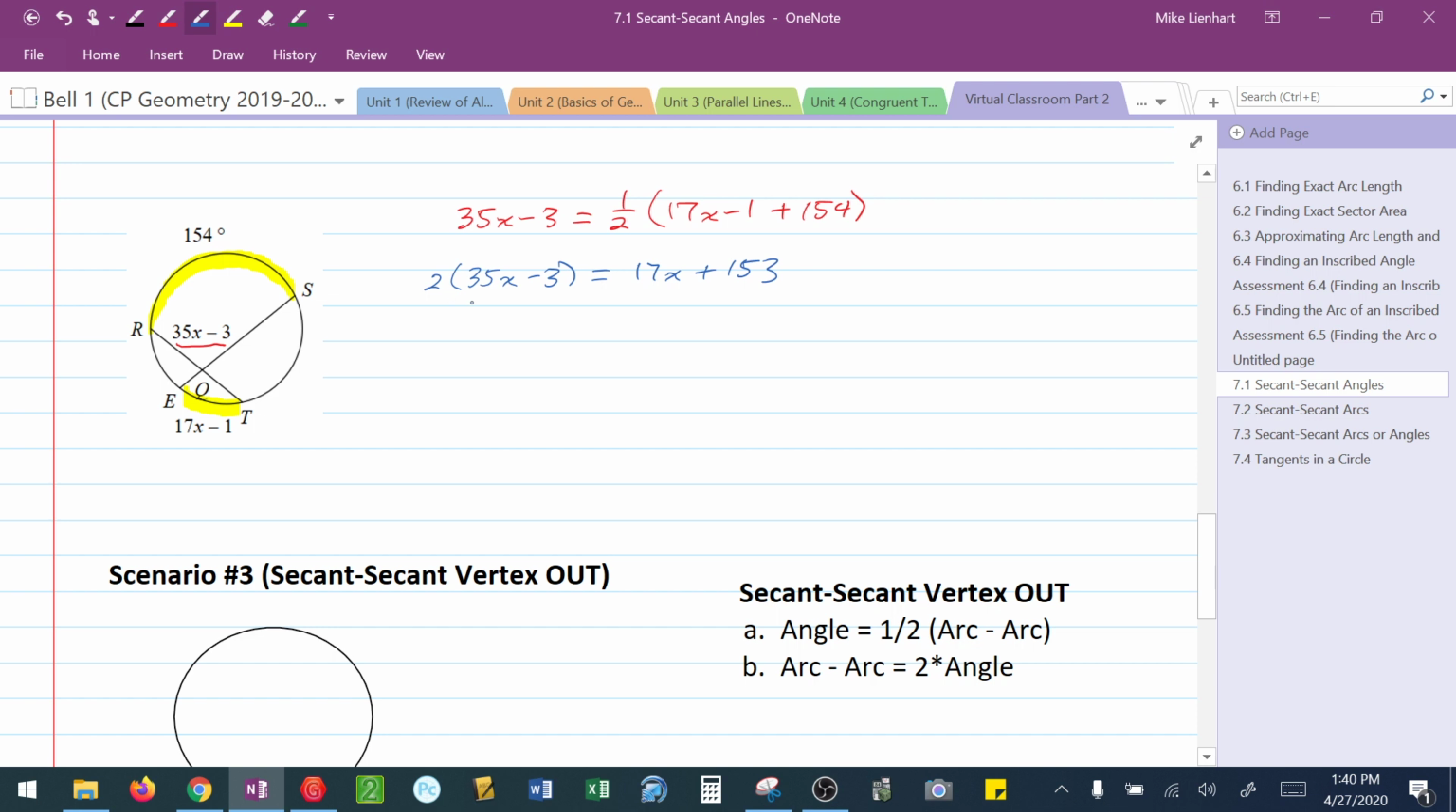I'm going to distribute the 2. 70x minus 6 is equal to 17x plus 153. Subtract 17. So let's see, if I subtract 17, that gives me 53x minus 6 is equal to 153. Add 6, 53x is equal to 159. And divide by 53, I get x is equal to 3.